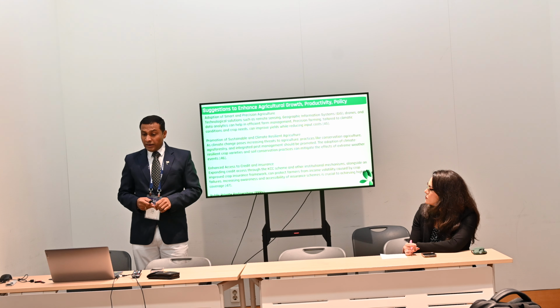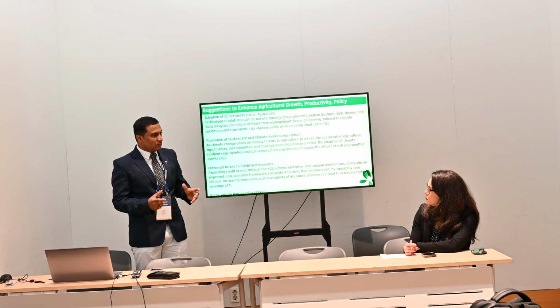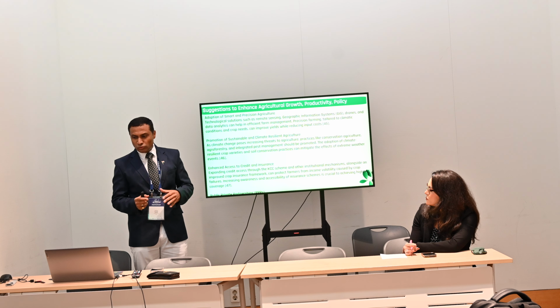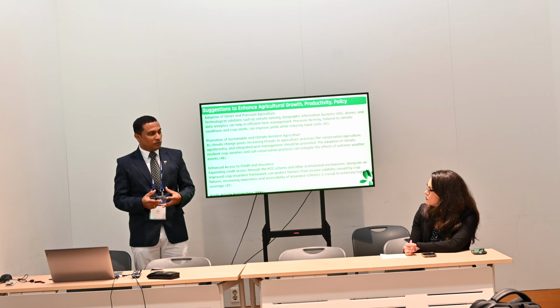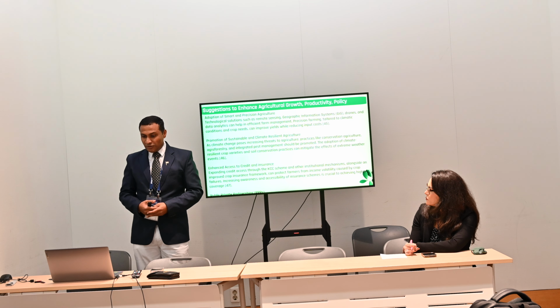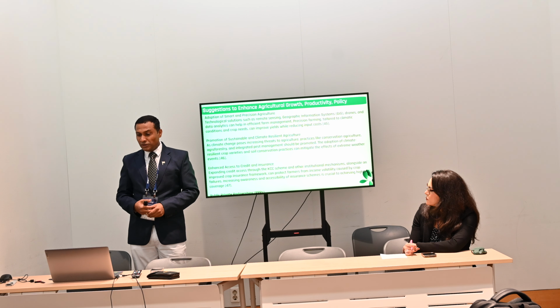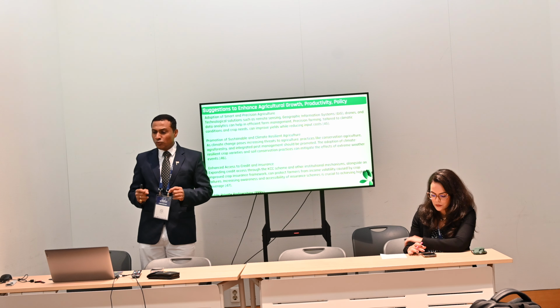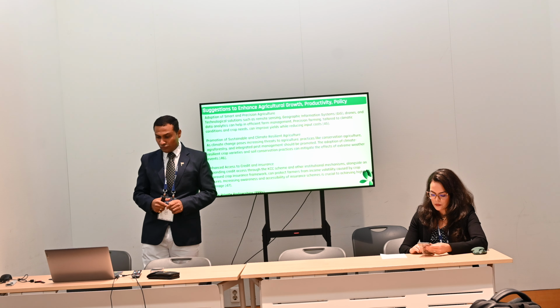We can adopt smart and precision agriculture technological solutions such as remote sensing and geographic information systems. Definitely we have a GIS system, but very few products are going through it. Like mango, India's mango is very famous and we are exporting it throughout the world, but we need to bring the same technology to other crops as well. Data analytics can help in efficient farm management and precision farming tailored to climatic conditions and crop needs, and can improve yields while reducing input costs.